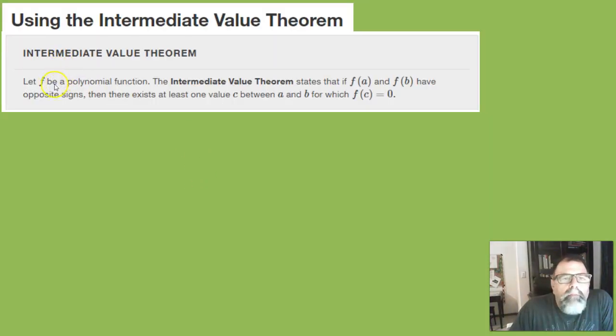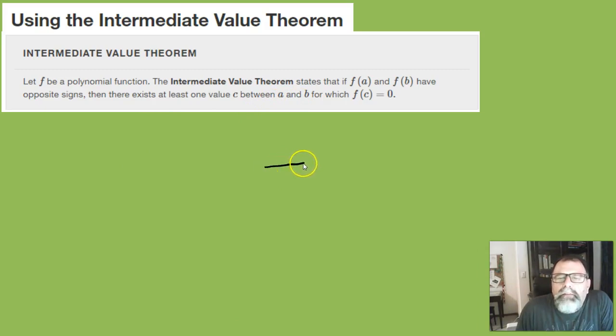Okay, the Intermediate Value Theorem. Let f be a polynomial function. The Intermediate Value Theorem states that if f of a and f of b have opposite signs, meaning one's positive, one's negative, or vice versa, then there exists at least one value c between a and b for which f of c is equal to 0. I call this the high-low game, right?